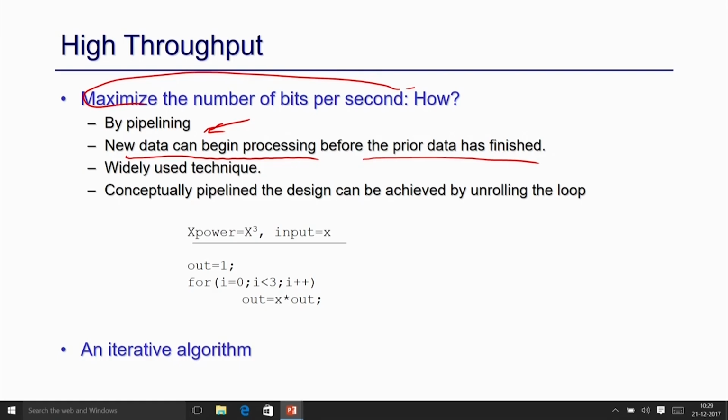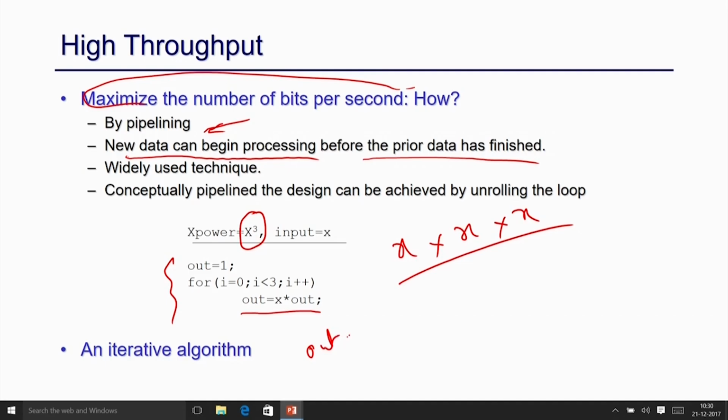So, let us take an example. Suppose you want to calculate x to the power 3. Your input is x, and you want to calculate x cube, which is x into x into x, right. You can write an iterative algorithm like this in C: for i equal to 0, i less than 3, i plus plus, out equal to x into out. It will calculate x, x square and x cube. After the 3 iterations, you will get the result, out equal to x cube, right.